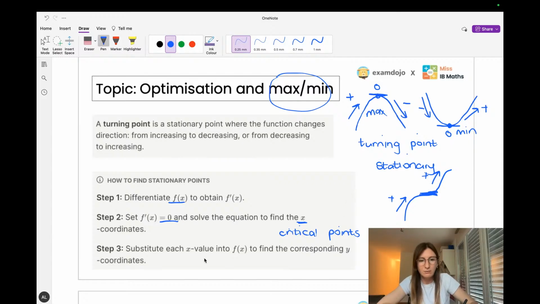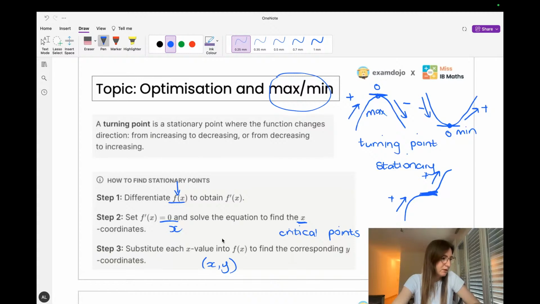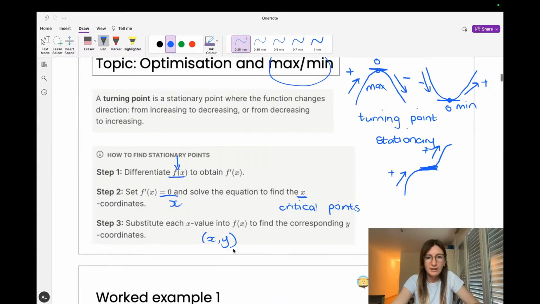And then when they want us to find the coordinates of those critical points, we need x and y. So this gets us finding x. And then we just need to find the corresponding y coordinate for that x coordinate using our original function. So if that made no sense at all, let's do an example.